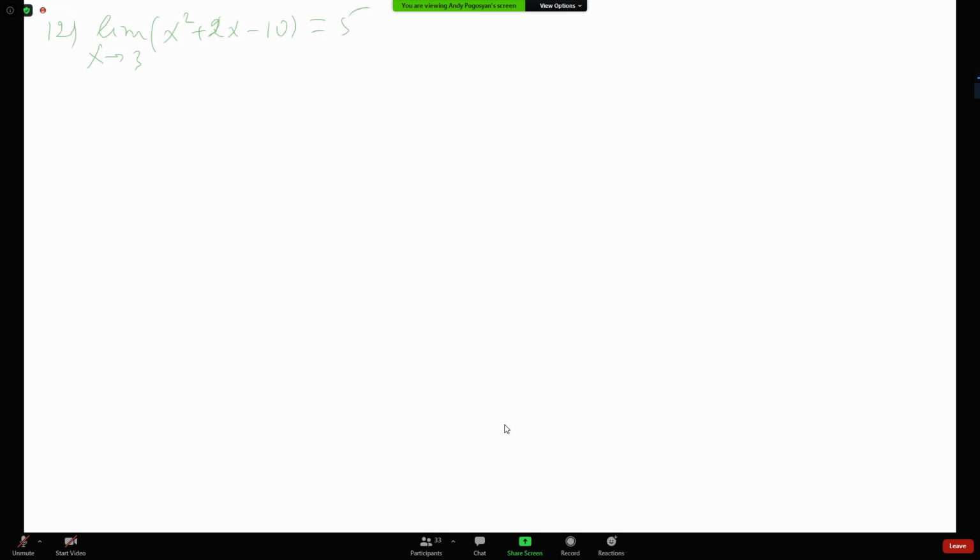Okay, step 1. This is similar to the previous. For every epsilon greater than 0, there is a delta greater than 0 such that if 0 is less than absolute value x minus 3 less than delta, then absolute value x squared plus 2x minus 10 minus 5 is less than epsilon.